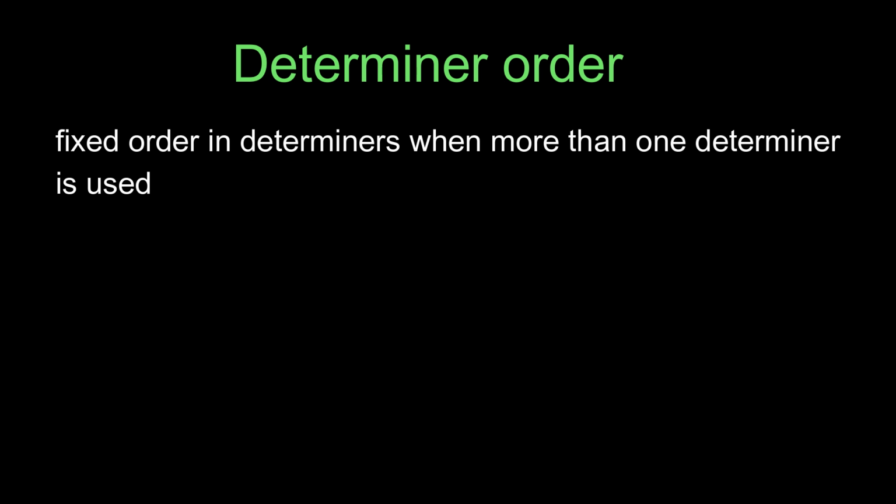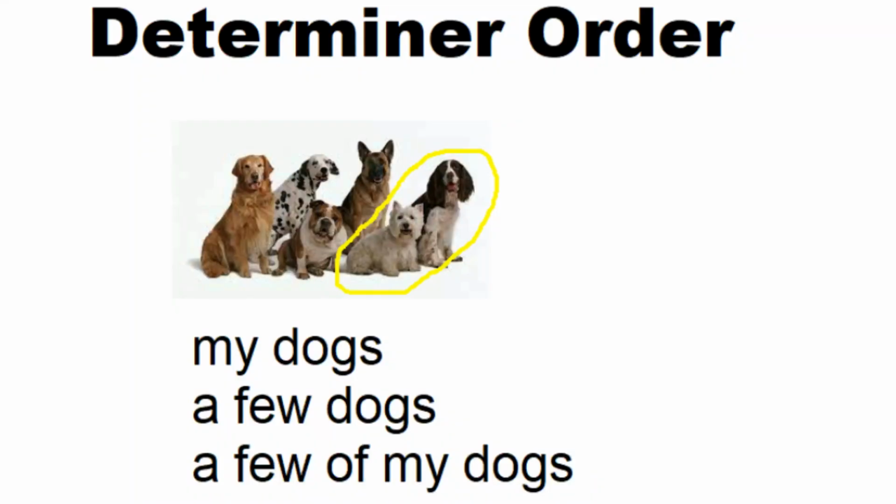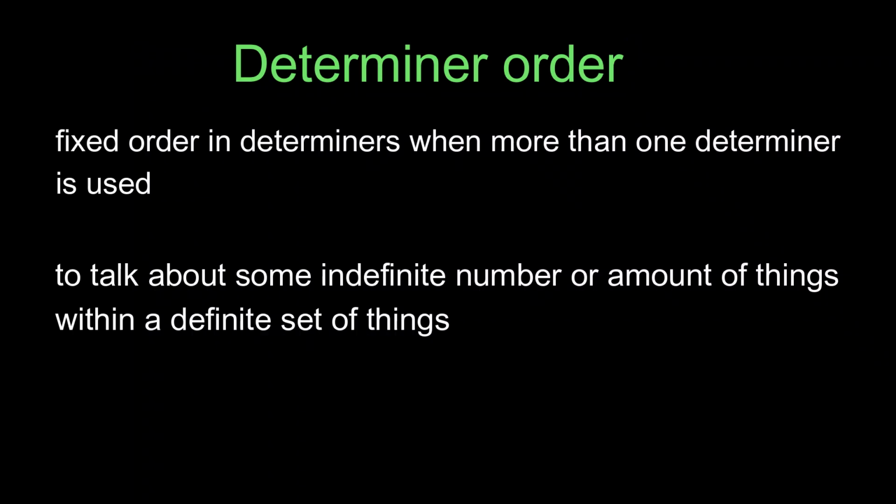So in what situation do we need more than one determiner in a noun phrase? The answer is when we want to talk about some indefinite number or amount of things within a definite set of things. For example, I have several dogs and I want to talk about a few of them. For this, I need to use both indefinite and definite determiners. When we use both of them, English grammar requires a correct order of determiners. To do that, we first need to know determiner types.